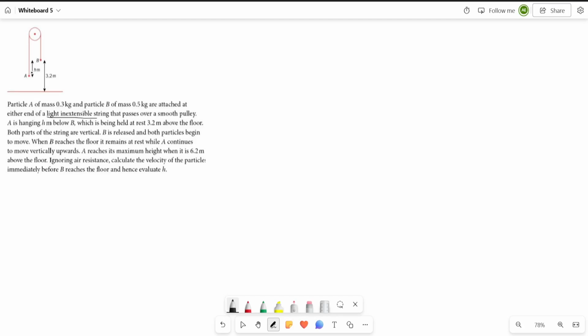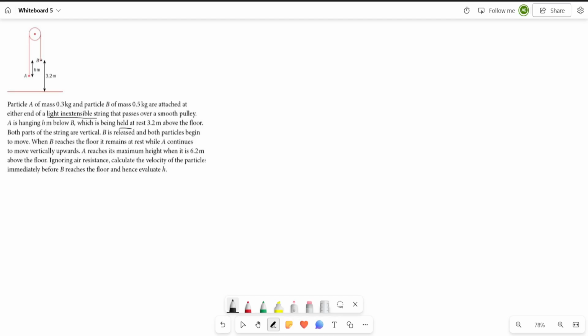A is hanging h meters below B, which is being held at rest 3.2 meters above the floor. So B is 3.2 meters above the floor, and at rest means that UB is 0, or it started with a velocity of 0. Both parts of the string are vertical. B is released and both particles begin to move.